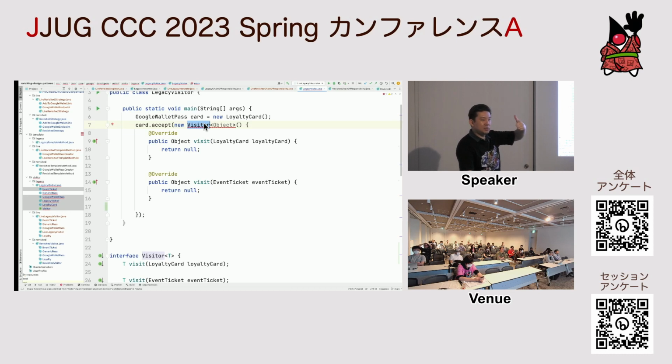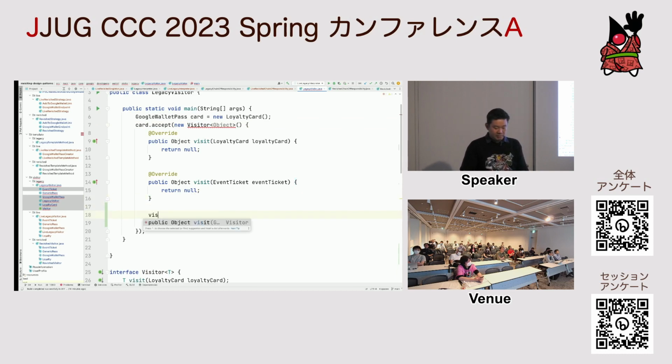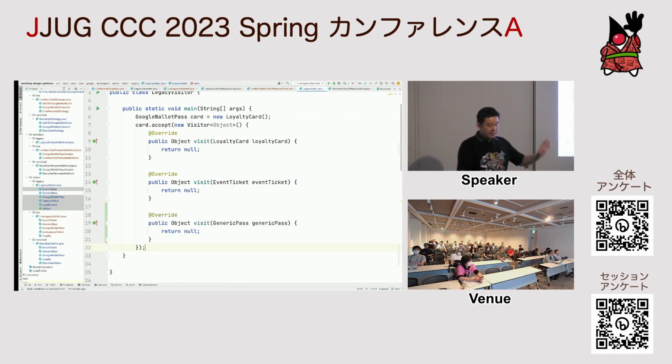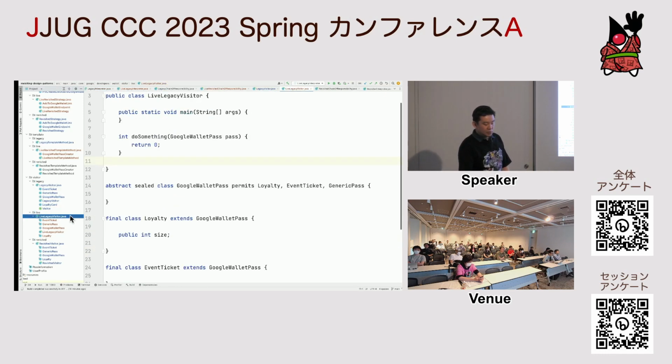So the good thing about the visitor is that it gives you compile time safety. If you change the visitor, your code will break. It's a good thing. You have to change everything so you don't get a runtime exception. You have a compile time error, which is much better. So let's fix this problem. I have to implement visit generic pass, and we're done. This is how we used to do visitor 20 years ago.